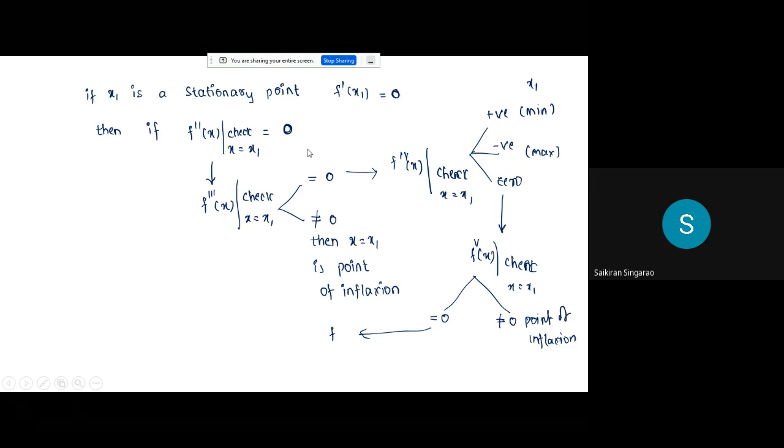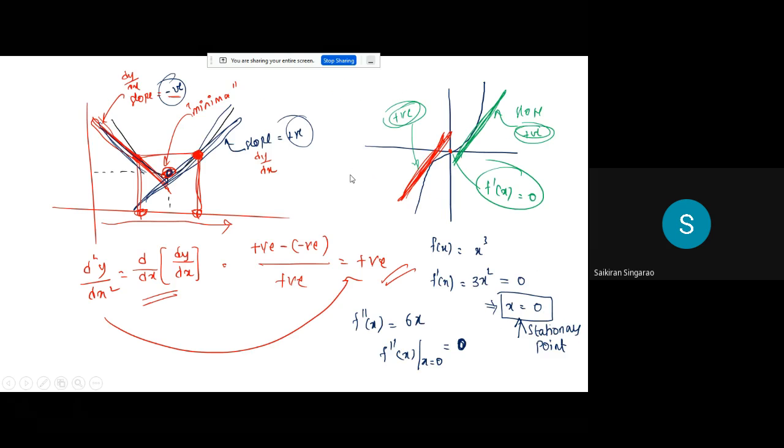So at first, third, fifth, seventh, all this you have to check. At some point, even derivative will become either positive or negative. If it becomes positive or negative at an even derivative, what are even derivatives? Second derivative, fourth derivative, sixth derivative, and so on. So can you tell me what this point is now? f double dash of x you're doing.